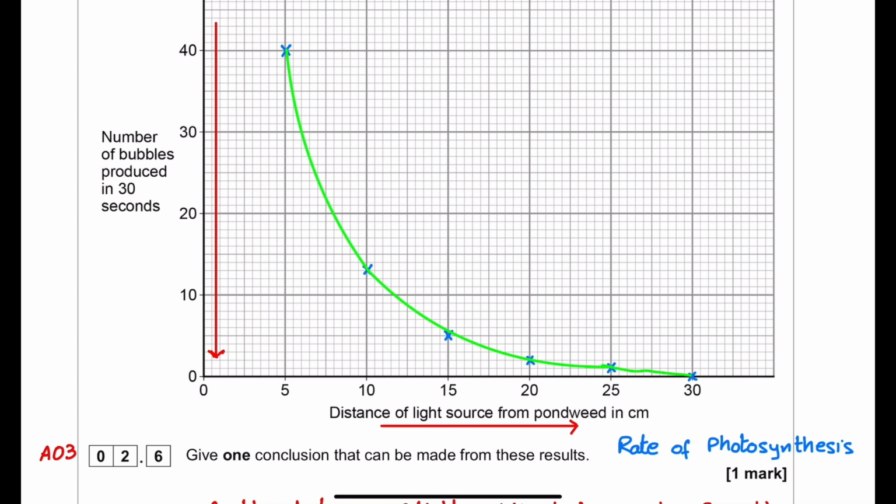So what we can write here, we're going to see the model answer. As the distance of the light source is increasing from the pondweed, the rate of photosynthesis is decreasing because the light intensity is decreasing. Or you can say the other way around. If the distance of the pondweed is decreasing from the source, the rate of photosynthesis is increasing and more bubbles are formed.